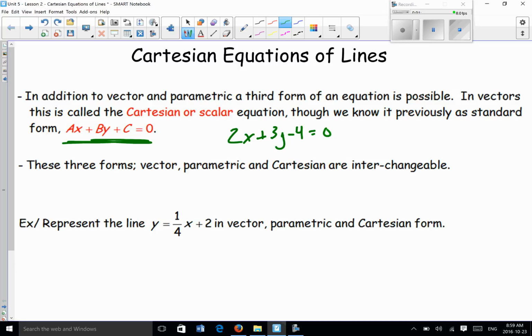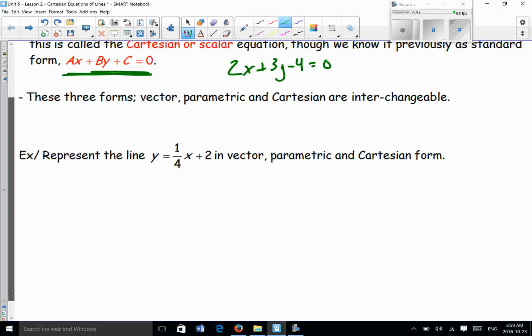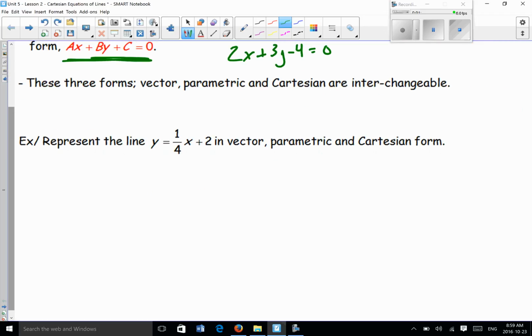Okay, so we'll start with something simple. We'll go back to grade 9 math almost, if you will. So here's a line, y equals 1/4 x plus 2, so mx plus b form. From yesterday, can you write this in vector and parametric form? Well, we know that we need a point and a direction, and we can turn that into a vector equation very easily. And we have a point. The point that we know for sure is the y-intercept, so 0 and 2. And in vector form, we need a direction, and our direction is x and y, or 4 and 1.